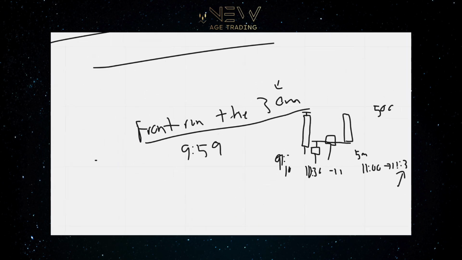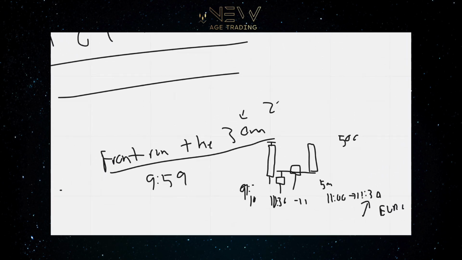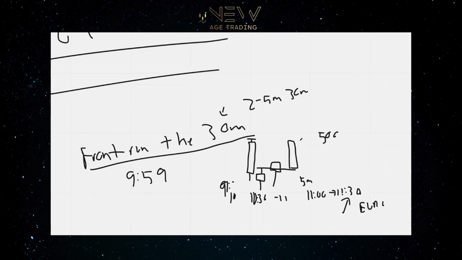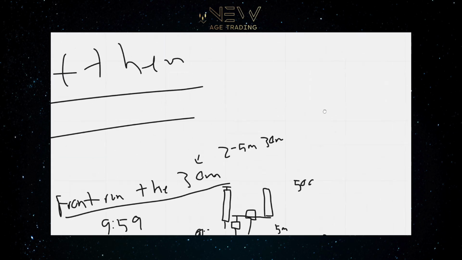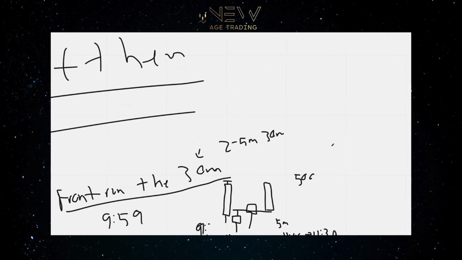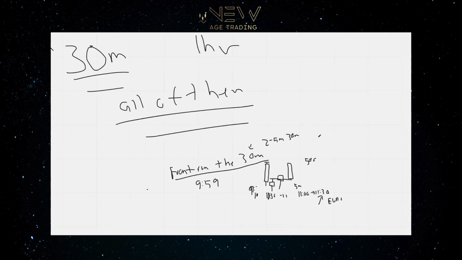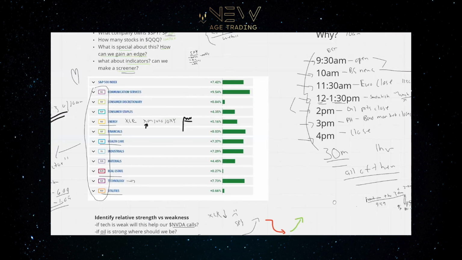But front running the 30-minute just means the last, let's say, 2 to 5 minutes of the 30-minute candle, they'll show their hand more often than not. Recently, not so much on SPY, because I think too many people trade SPY nowadays, so now they just like to mess with them. But yeah, that's really it.